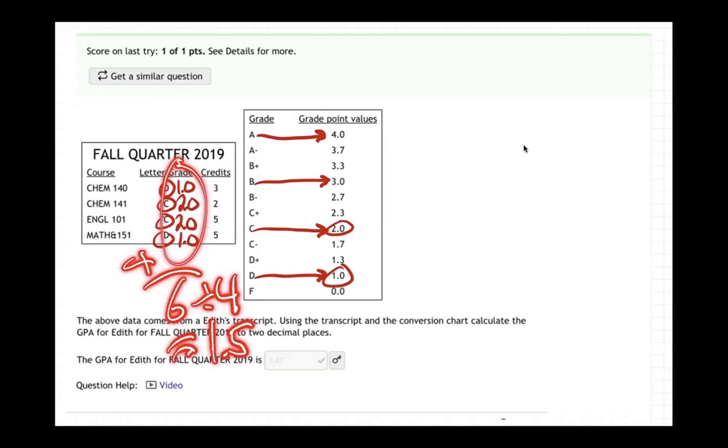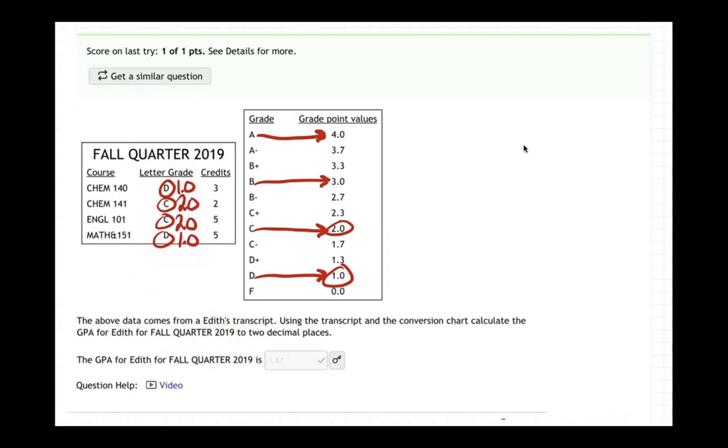But that's actually wrong. The reason that we can't just add them up and divide by 4 grades is because not all the grades are worth the same amount, right? This one's a 3-unit class. This is a 2-unit class, credits or units. This is a 5-unit. This is a 5-unit. So the bigger the units, the more that grade is worth.